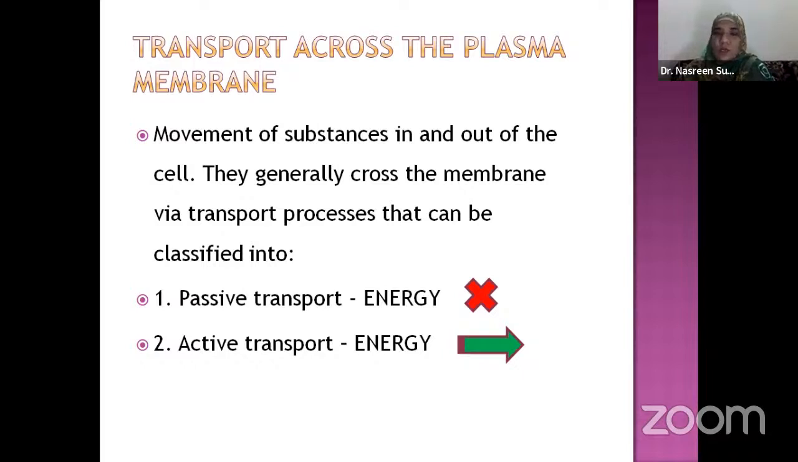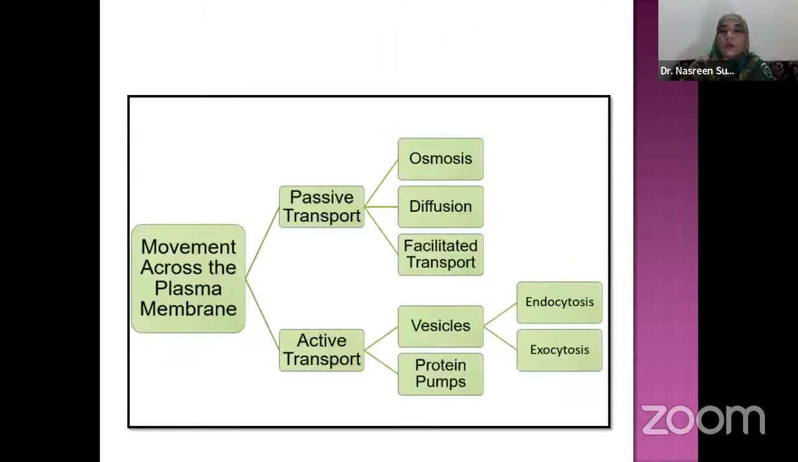It is based on the concentration gradient or electrochemical gradient, and the ions will be moving. Next is active transport, where you require energy, where ATP is utilized. So you can classify the transport mechanisms into passive transport and active transport. In passive, you have osmosis, diffusion, and facilitated transport. In active transport, you have vesicles and protein forms. In vesicles, you again have endocytosis, exocytosis, and pinocytosis.